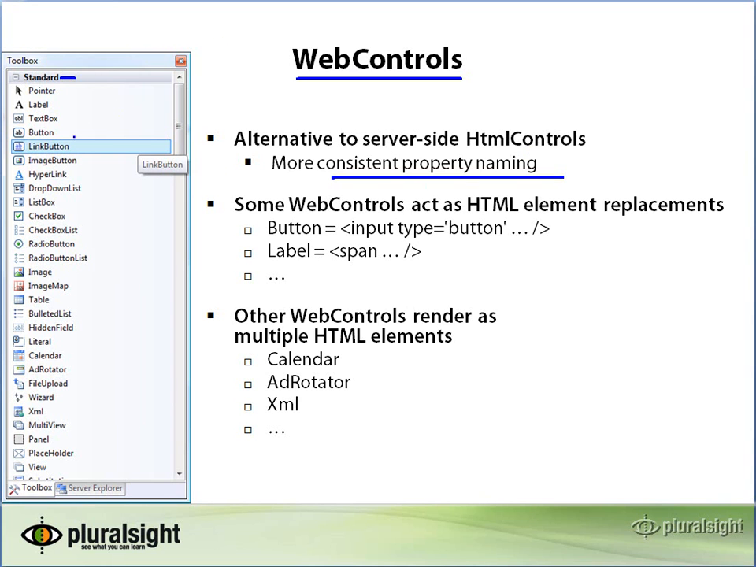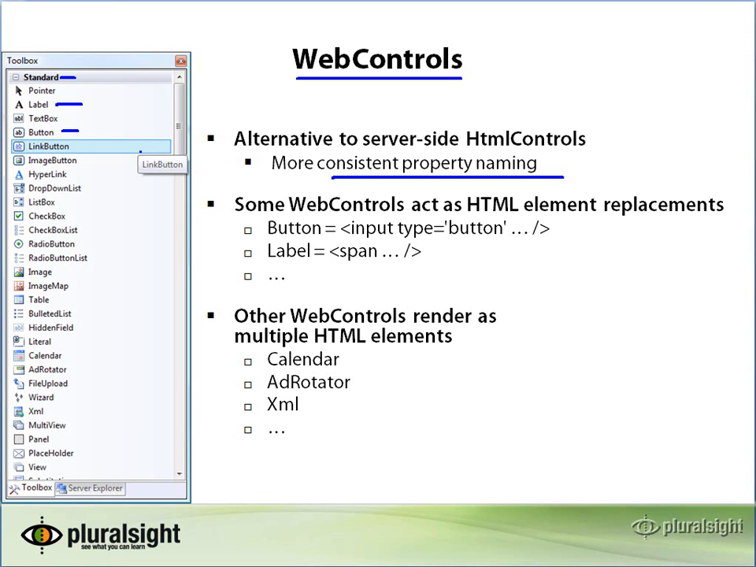So if you want to set the text in a button control, it's just going to be the .text property. Same thing in the label. If you want to set the text in a label control, it's just the .text property. If you want to set the corresponding CSS class in any of these controls, it's going to be the CssClass property. So once you know how to use one control, you know how to use a lot of the same features in all of the other controls as well.